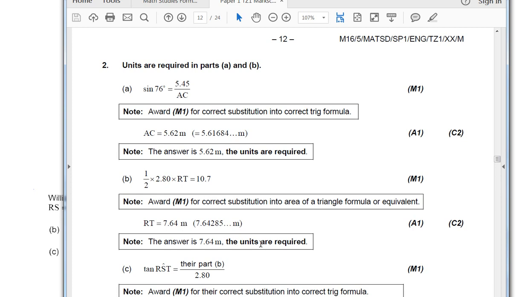Okay, and again, it says here units are required for the second point. So you get 1 point for substituting into the correct formula, 1 point for getting the right answer with the units.